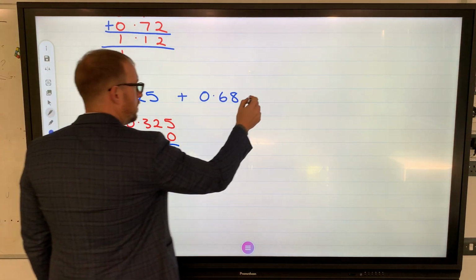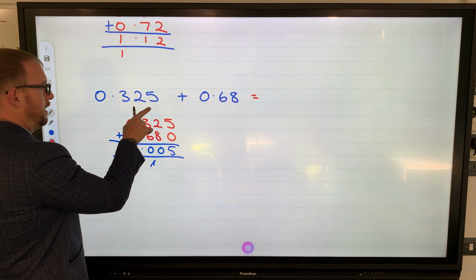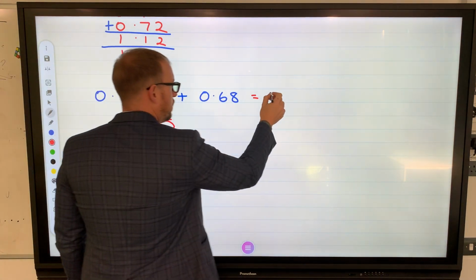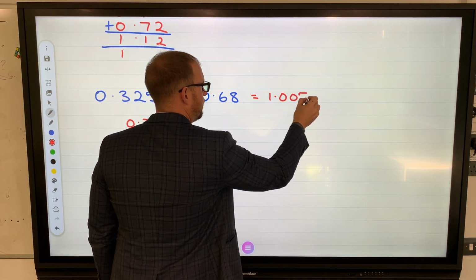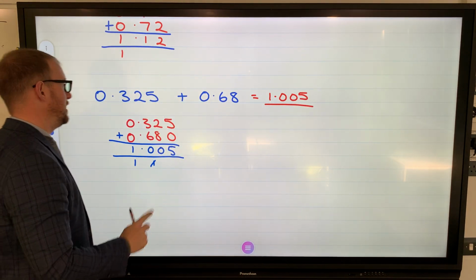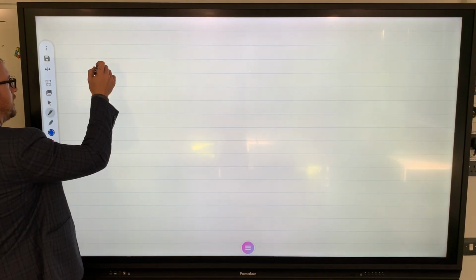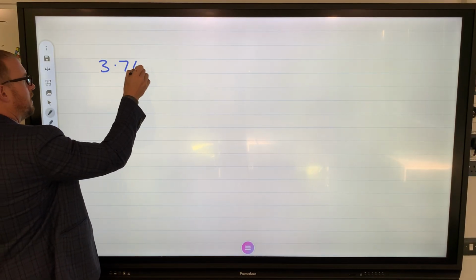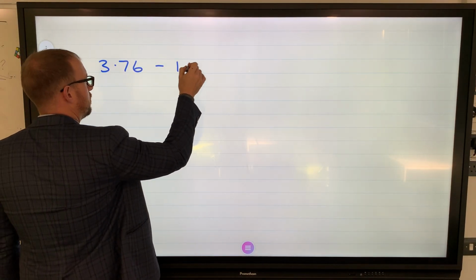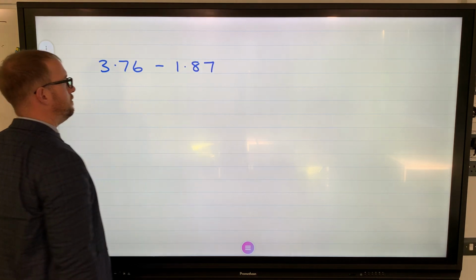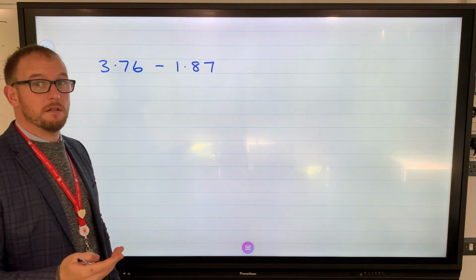Therefore, 0.325 add 0.68, 1.005. That's adding. Subtracting. Let's have 3.76 take away 1.87. Okay, looks like money now.